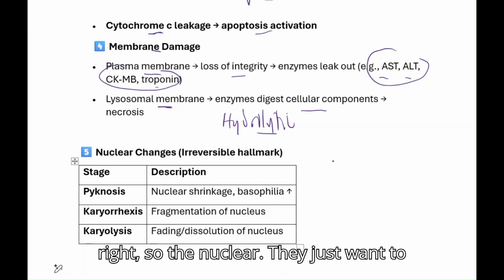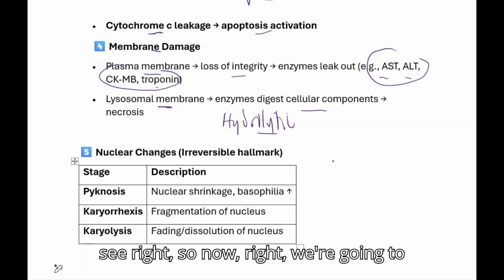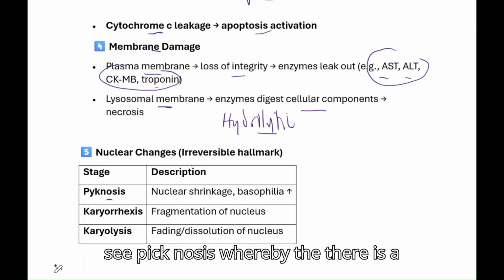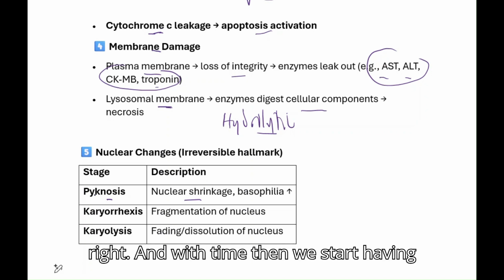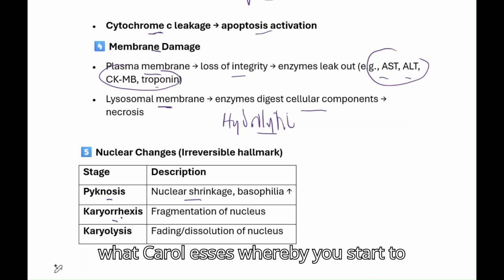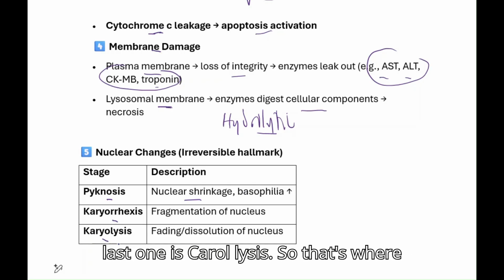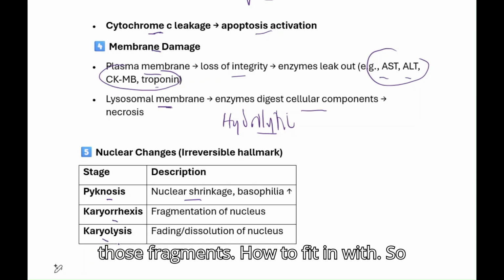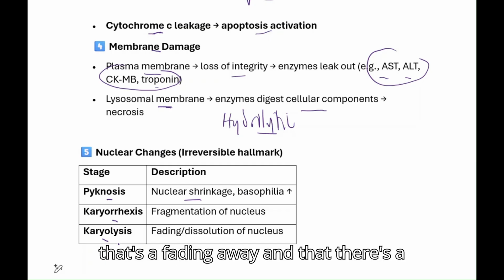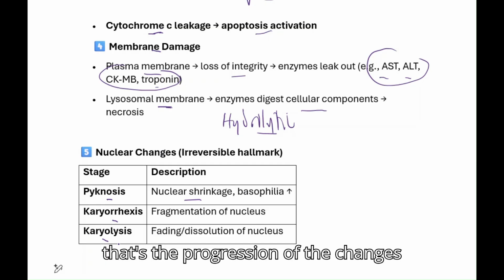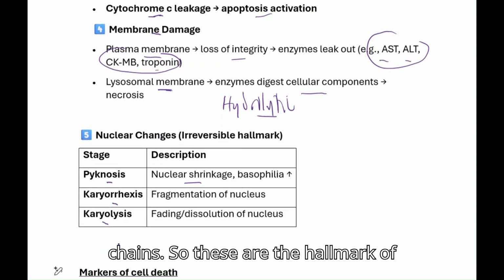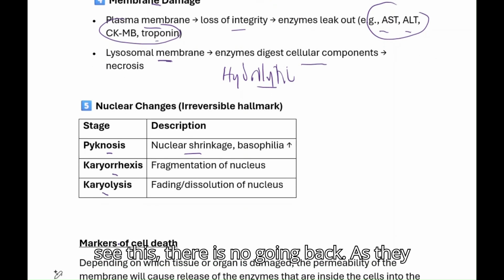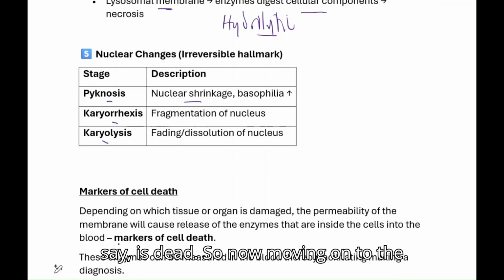And what about in the nucleus, right? So the nuclear changes that we're going to see: first we're going to see pyknosis, whereby the nucleus starts to shrink, right? And there's also basophilia, right? And with time, then we start having what? Karyorrhexis, whereby you start to fragment the nucleus. And the last one is karyolysis. That's where those fragments start to fade away. So there's a fading away, and there's a dissolution of the nucleus. And that's the progression of the changes that we see in the nucleus. So pyknosis, karyorrhexis, karyolysis, and all these are irreversible cellular change. These are the hallmark of irreversible cellular change. Once you see this, there's no going back, guys. The cell is dead.